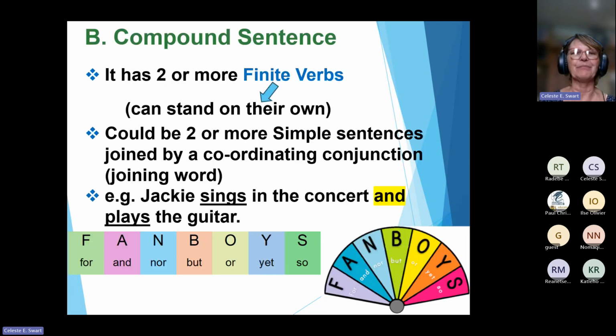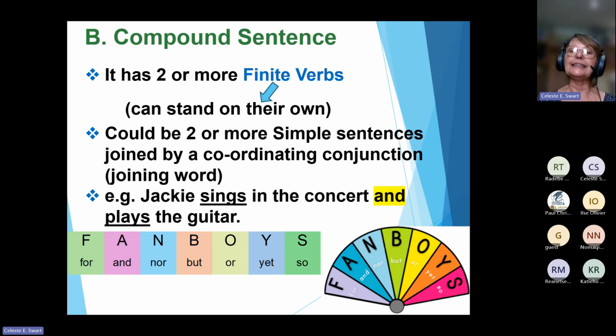A compound sentence has two or more finite verbs, and those are the verbs that can stand on their own. So it could be two or more simple sentences that are joined by a coordinating conjunction, a joining word. So let's look at this quickly. You'll see there's a beautiful fan at the bottom before I get to the example. It's called FANBOYS. Now, FANBOYS are our magic words that are going to help you identify the difference between a compound sentence and a complex sentence, especially if you're struggling to understand it.